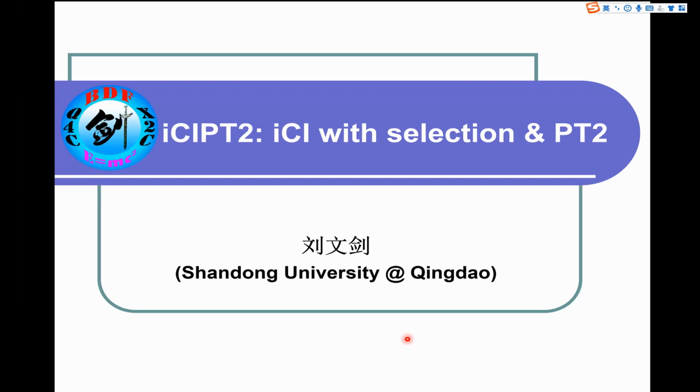I have learned a lot from previous speakers. So today I would like to introduce a new method for strongly correlated electrons. It's called iCIPT2. It's actually a combination of iCI with selection and perturbation.